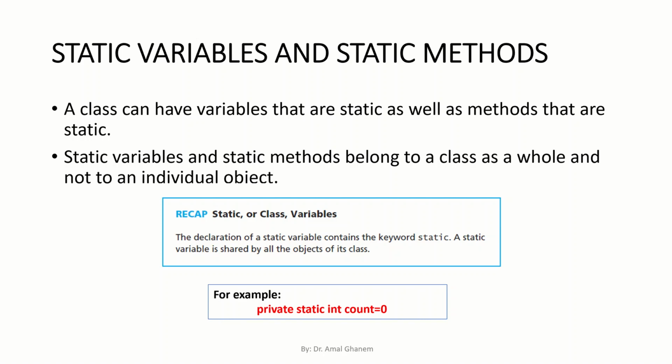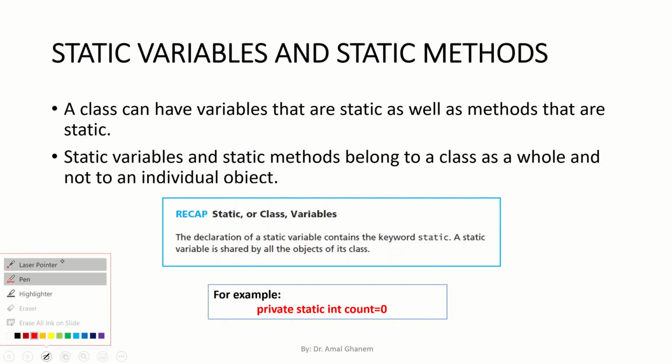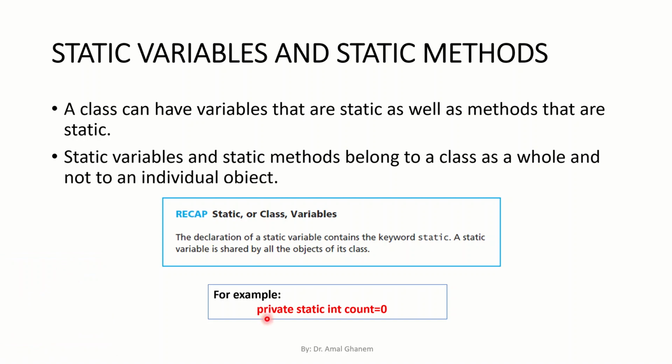If you need to declare any variable that is of type static, the way you have to do it, you will have to say private, include the keyword static, the data type, for example, integer, the variable name, for example, count, and the initial value. Because as we mentioned, it's shared between all the objects, so we always have to start with the initial value.